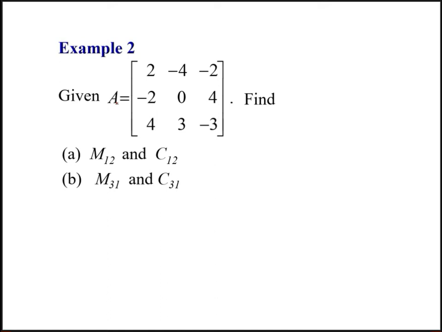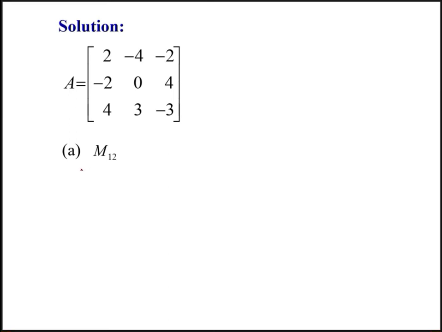Okay, let's look at this example. We have matrix A, and we want to find the minor of element 1,2 and the cofactor of element 1,2. The question is not asking about the minor of the whole matrix A, so we don't have to find every minor element. Of course, you can find the minor matrix of A, but then you're just wasting your time, since the question is just asking about the minor of element 1,2. You just have to delete the first row and the second column.